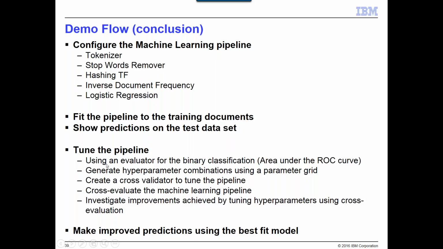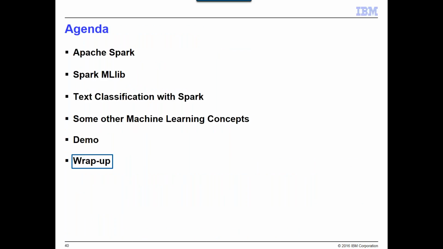And then we're going to tune the pipeline using as an evaluator that area under the ROC curve that I showed you, and generate hyperparameter combinations that we will iterate through to find the best fit model. And then once we have that, we'll make improvements. We'll make predictions based upon this improved model.